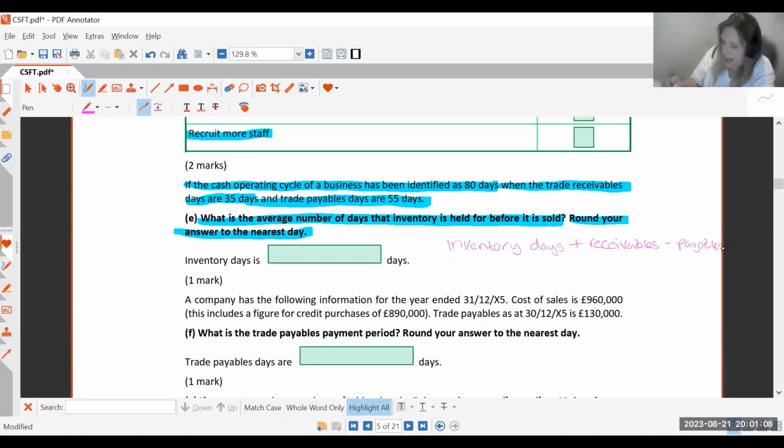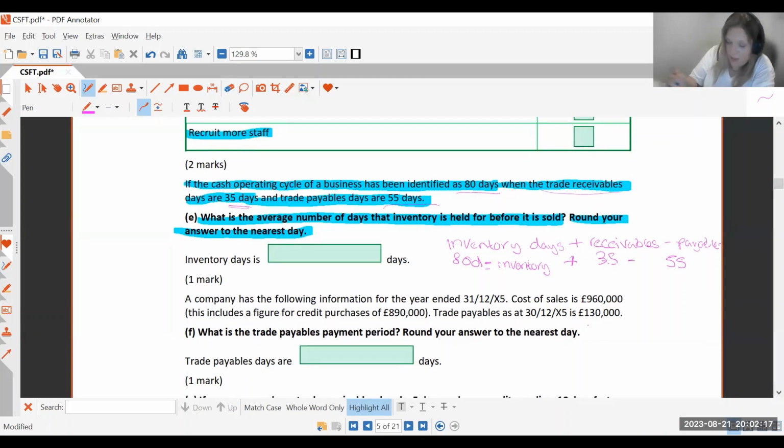Okay, so what are we told? We are told that we have 35 days for trade receivables, so let's pop a 35 in here. And we're told that our trade payables are 55 days, so we can pop a 55 in here. And that's a minus. So what we've got is 80 days, this is what we're told. So 80 days equals inventory days plus 35 minus 55. This is just filling in what we already know.